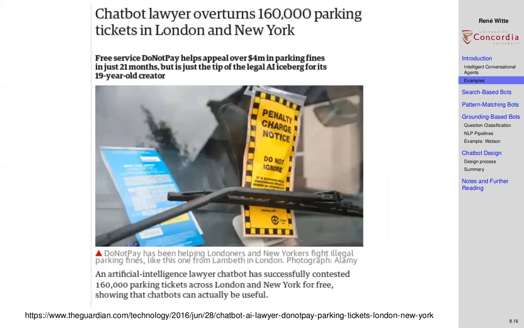Of course, there are lots of other interesting applications. Another one that was in use some time back was this chatbot that could help you to overturn parking tickets. And it worked in London and New York. So there was this bot, you just had to talk to it, and then it could help you to contest a parking ticket. And it was made available for free. And in just 21 months, it helped to appeal more than $4 million in parking tickets. And this bot was written by a 19-year-old. So no excuse for not writing code in the lab, right?